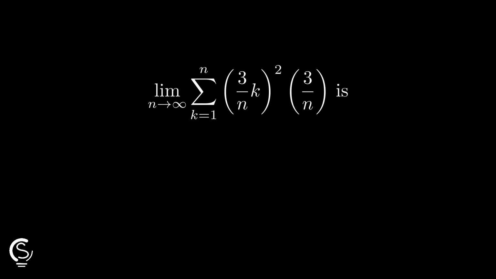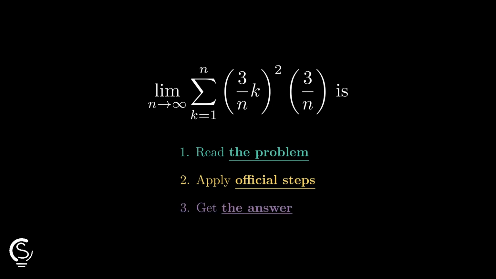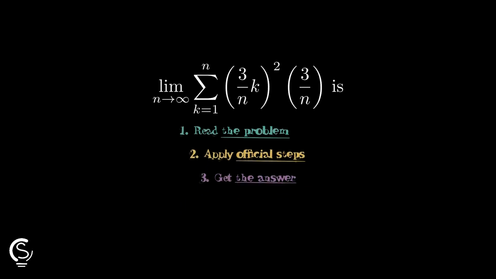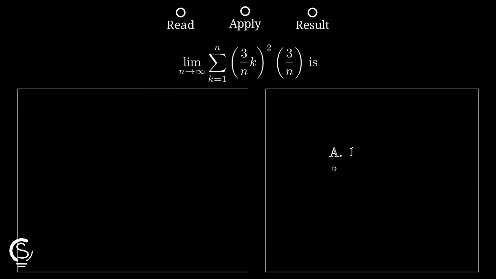Calculus limits can look scary, but this Riemann sum is just a definite integral in disguise. Let's break it down and solve it together. First, identify the structure of the sum where 3 over n acts as our width delta x. This means we are looking at an integral from 0 to 3 specifically.